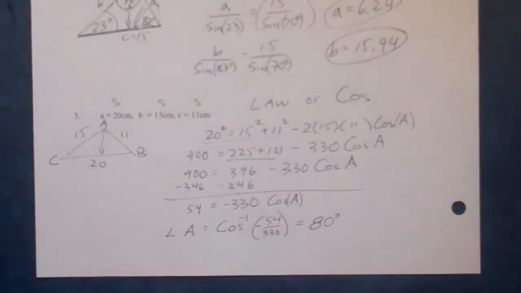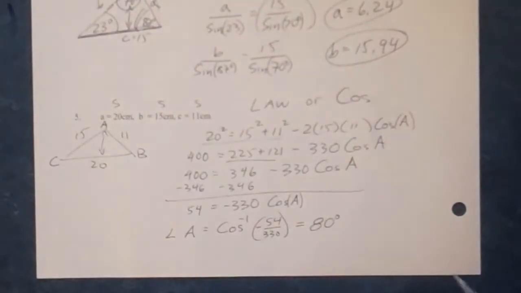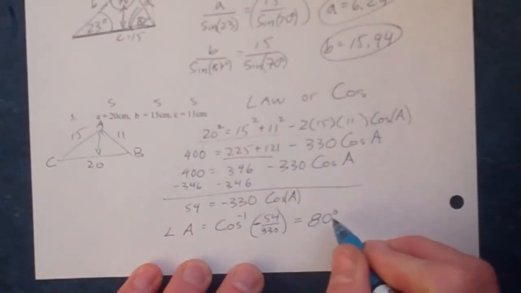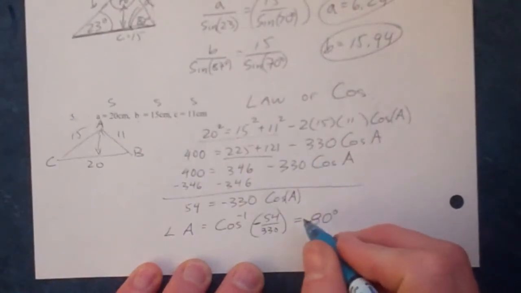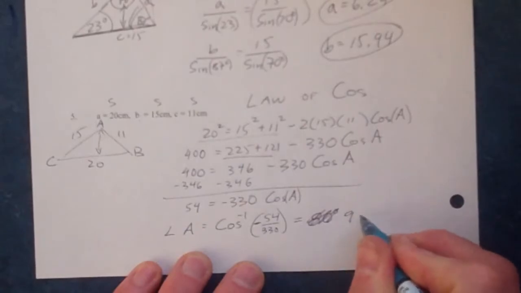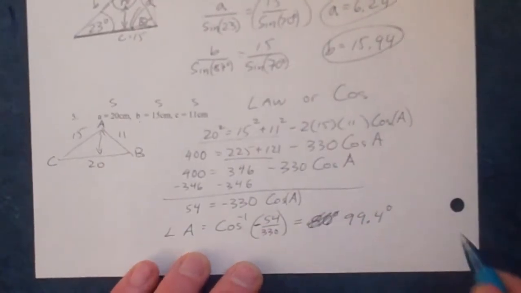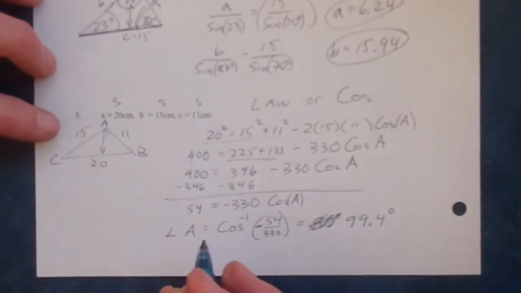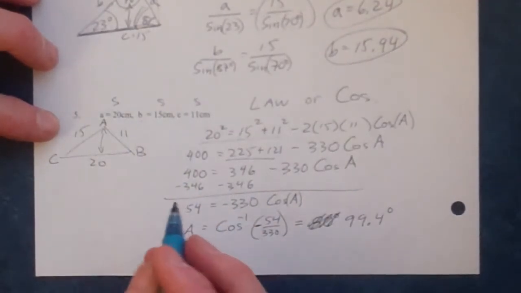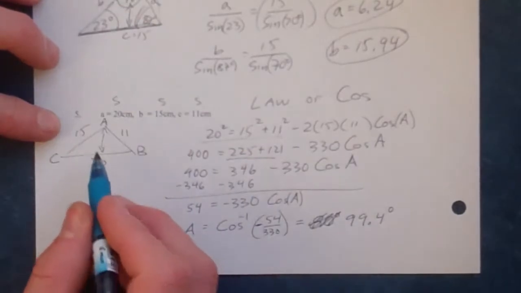Okay, it was lucky that the camera ran out when it did because I made a slight error here. This negative hadn't been typed in, so it winds up being 99.4. This is 99.4 degrees for angle A. Okay. Well, once you know one angle using the law of cosines, you can then use the law of sines to fill in the other angles.